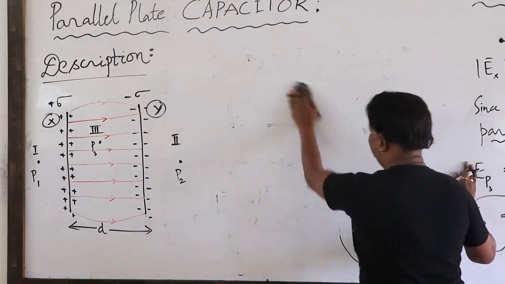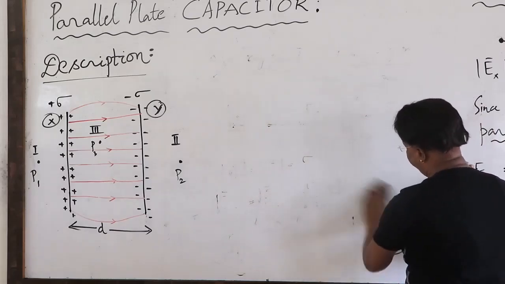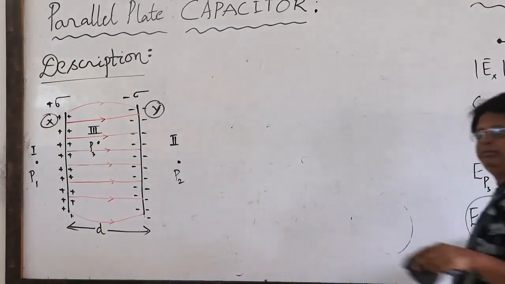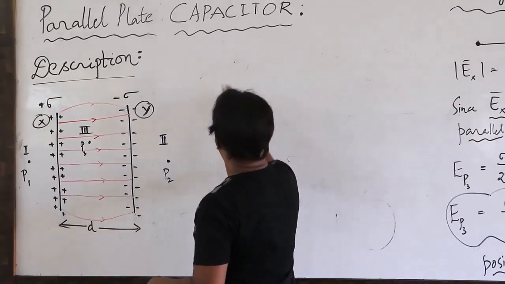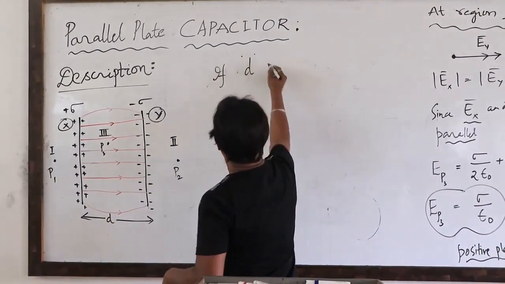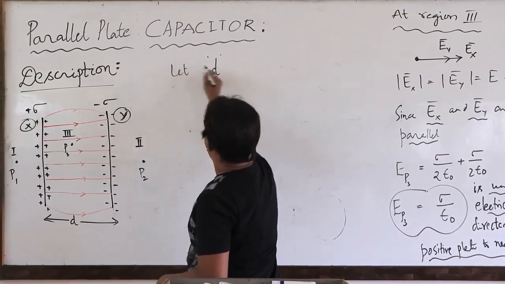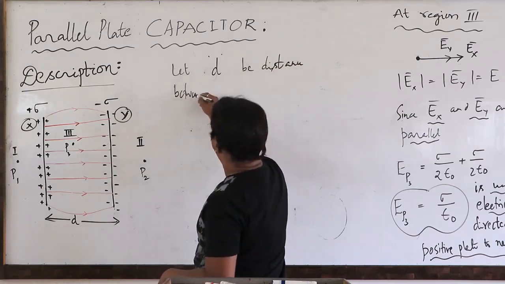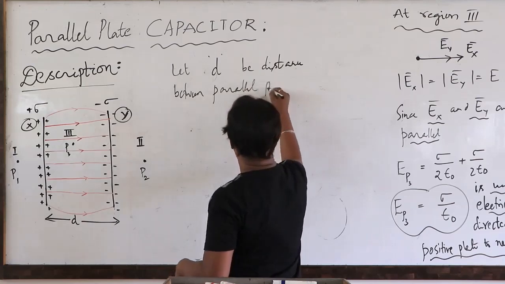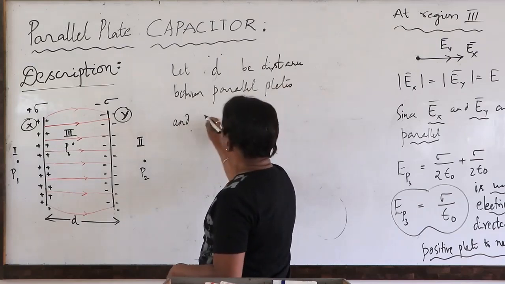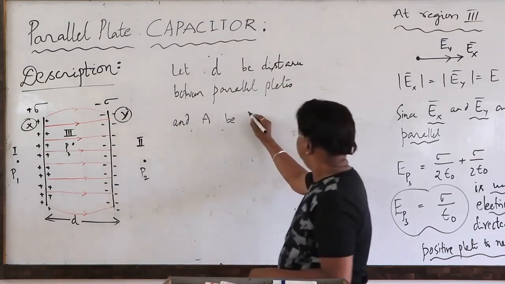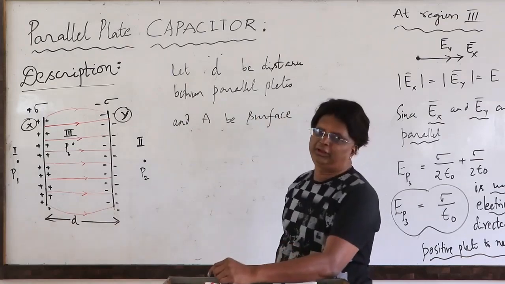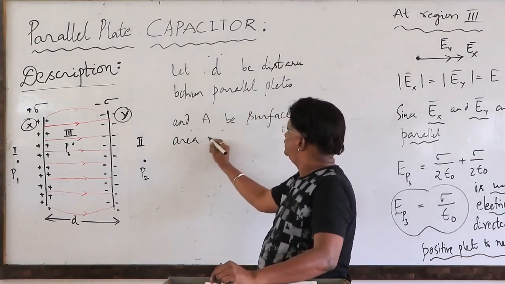Now you know. If small d, let small d be the distance between parallel plates, and capital A the surface area of each plate. I have said this. I don't like this wording much, but in the book it is like that, so I am writing the same way: surface area of each plate.